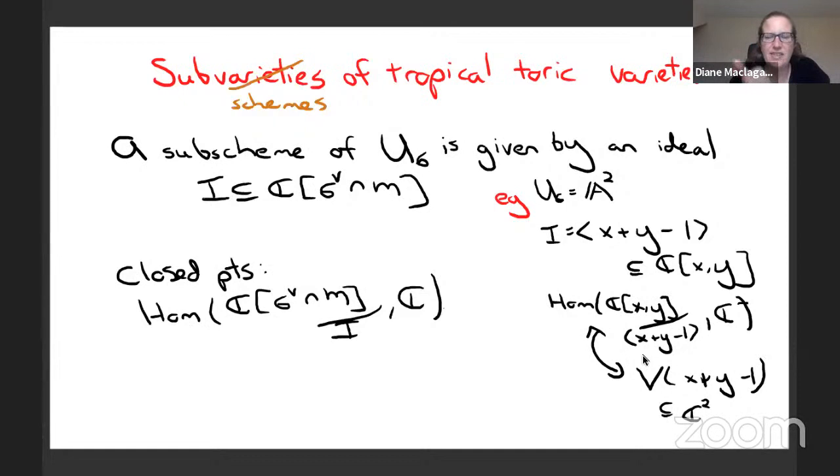Well, before, when I wasn't quotienting by x plus y minus 1, I just said I have to remember where x is sent and I have to remember where y is sent. But now I don't have complete freedom. I have to send x and y to numbers that add up to 1. And that's exactly the same as saying I'm looking at the variety, the set of solutions of the equation x plus y minus 1 in C squared. Okay, so that's the usual story. So that's subschemes, and this is the points, which is the same as the points of the underlying variety.